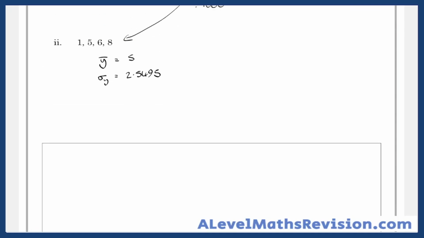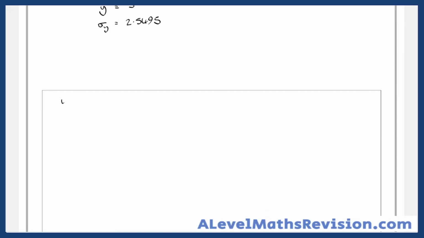So let's have a look at what we've just discovered. The code we applied in this case was Y equals X over 1,000. And we saw that the Y bar was the X bar over 1,000. We applied that linear code to the mean. But we also saw that the standard deviation of Y was the standard deviation of X divided by 1,000.